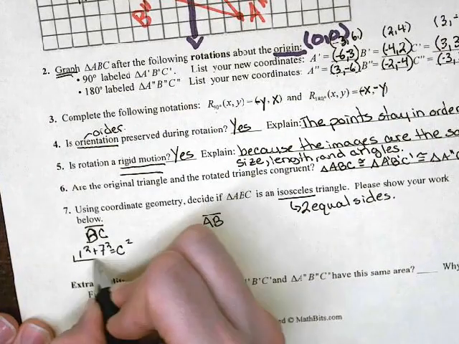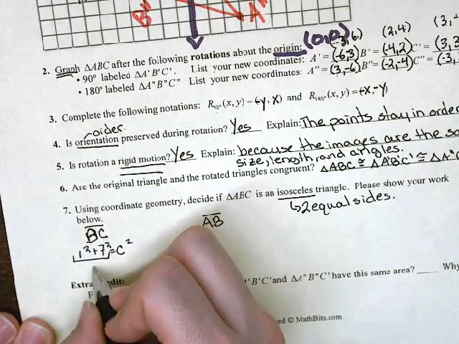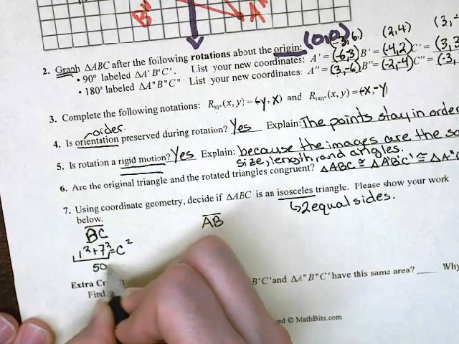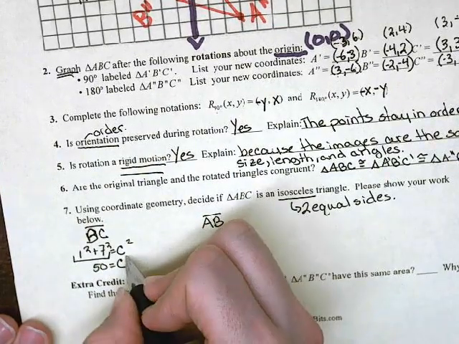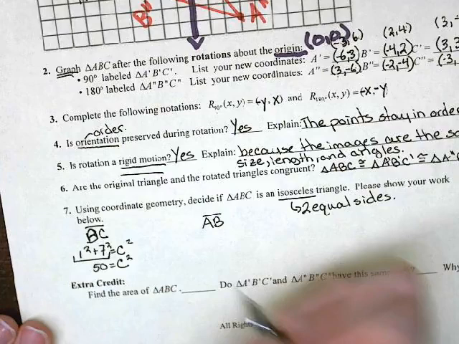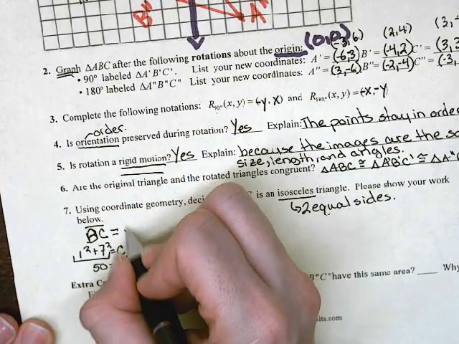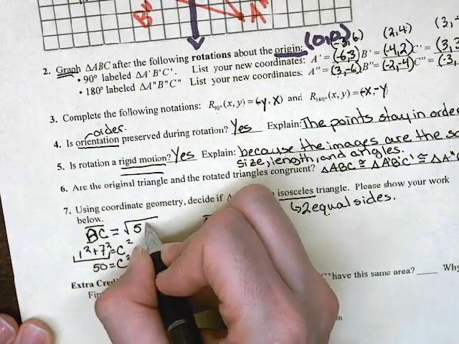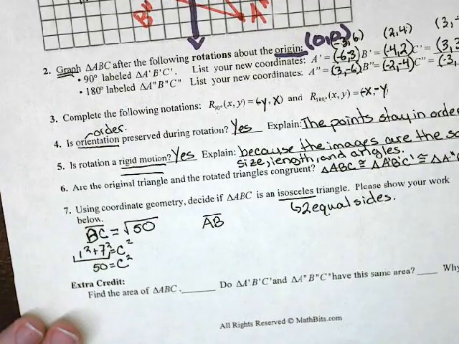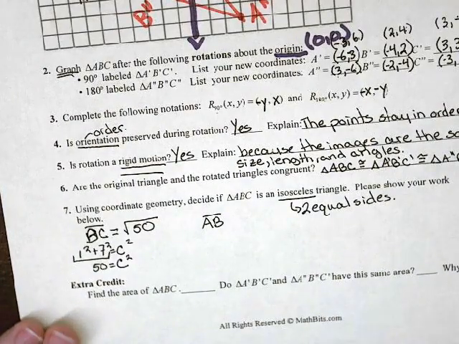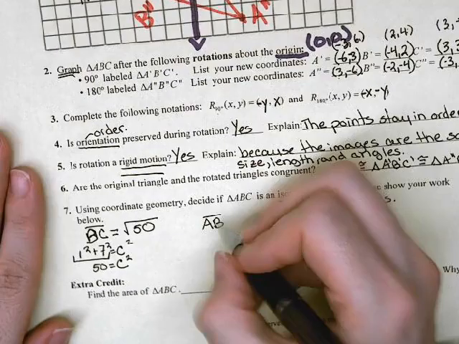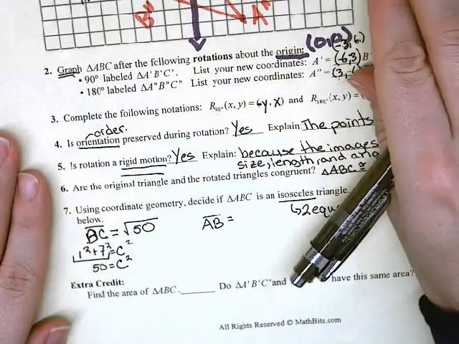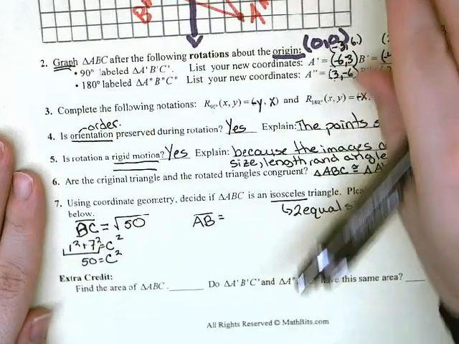If I put that into my calculator, that's going to give me 50. Now remember, last step is always to take the square root. So I can leave it in that manner because I'm just checking to see if they're equal, so I don't need to really take the square root or to break it down. Now I'm going to look at AB and determine if it is or it is not the same.